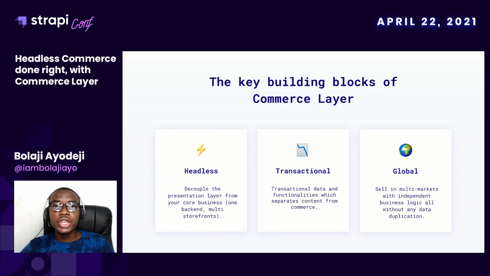Now, there are three key building blocks of Commerce Layer, which are headless, transactional, and global. First, with Commerce Layer, you can now decouple your presentation layer from your core business. I mean, you can now have one backend powering multiple storefronts. It's now easier for you to manage all the transactional data of your business on Commerce Layer and use that data to power several channels.